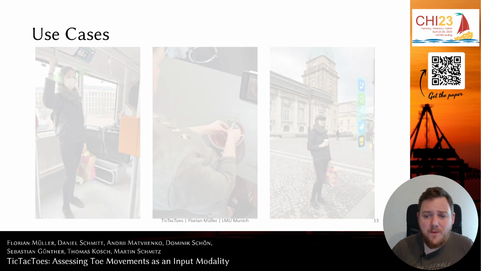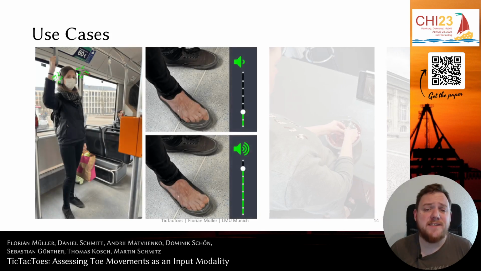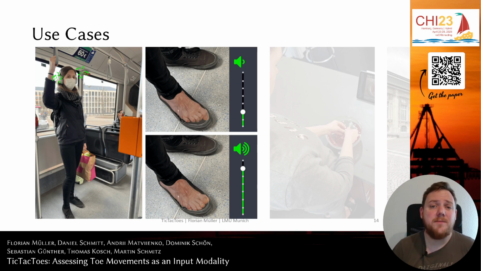Now, where would we use input techniques built around toe movements? One example could be private interaction in mobile settings. While riding the bus, for example, we could quickly and easily switch to the next song or adjust the volume without using our hands or using voice commands, which basically automatically would share our music selection with the people around us.